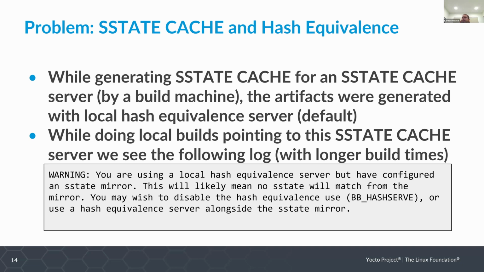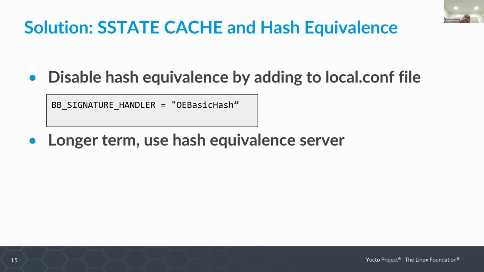So what this is causing is packages that are coming from open source layers are getting rebuilt, probably because the local hash equivalent server is generating a different hash for the same package as opposed to what's there in the state cache. So what we did, I don't know if this is recommended, but we basically went to the basic hash, and this did help to save some build time. Of course, our longer term plan is to use a hash equivalent server and point to it.